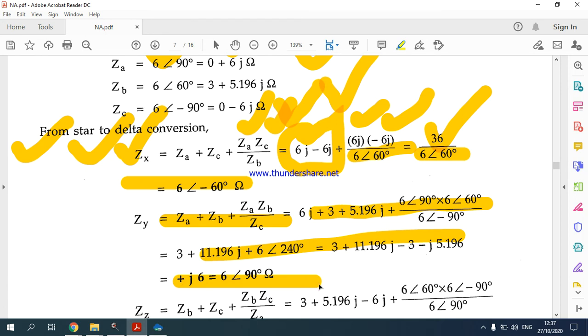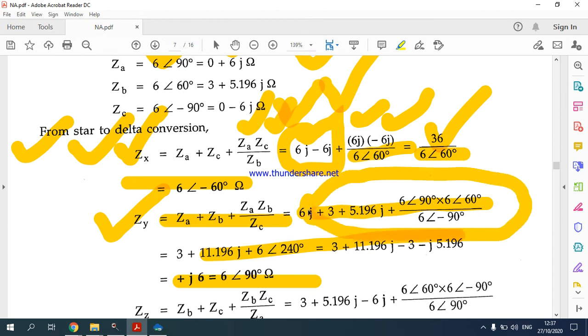And also, you people can understand how you can get ZY, but you will get difficulty while solving this expression. So it has a J part, an angle part, a real part, and all the things will be there. And how can I solve it? You may face this type of difficulty.